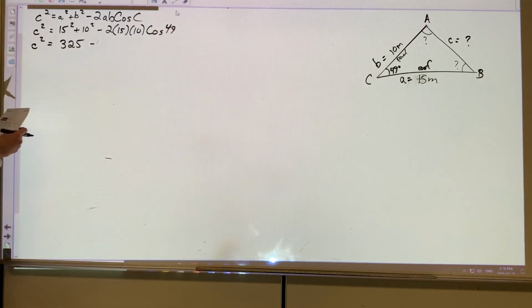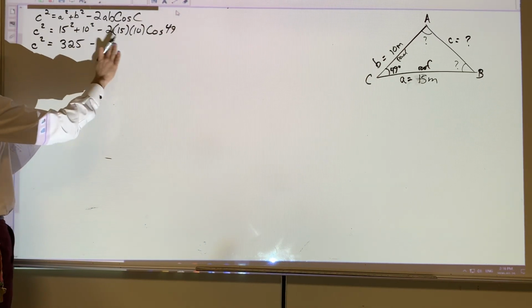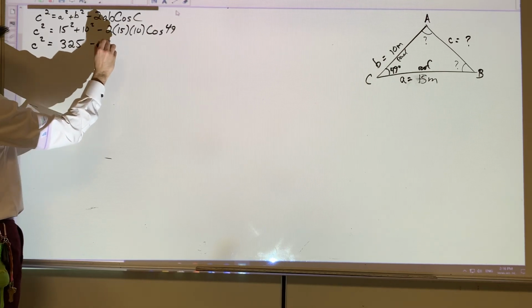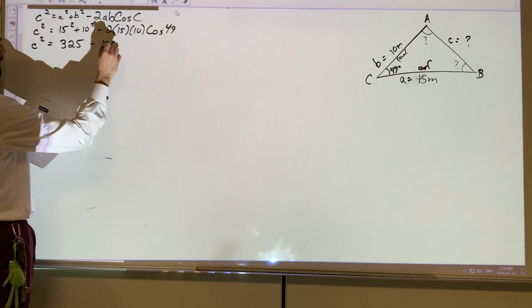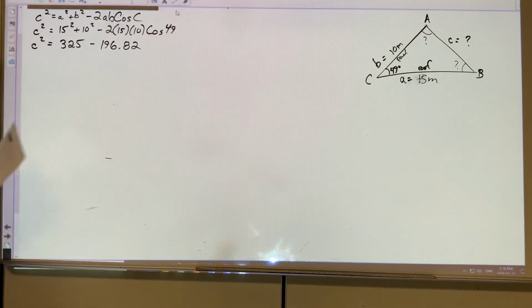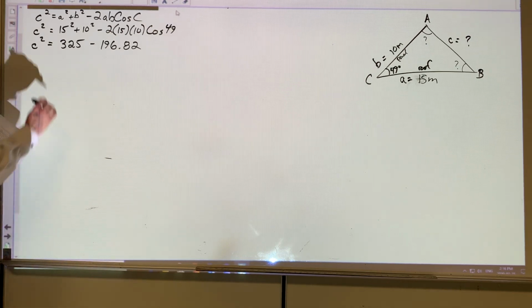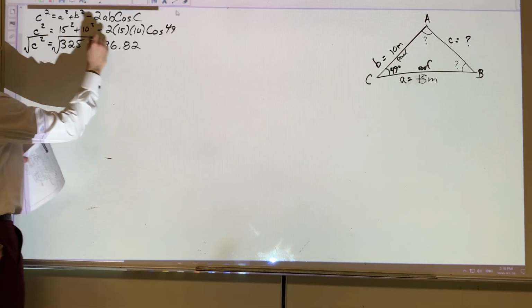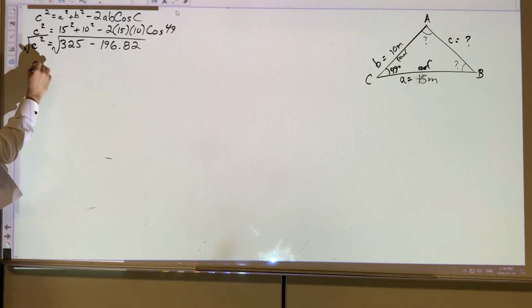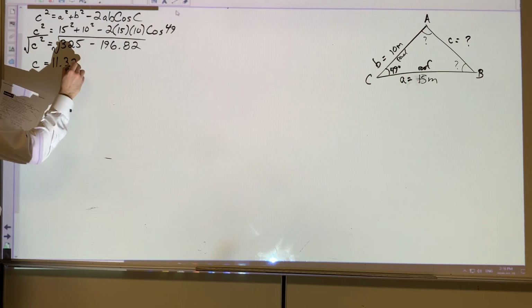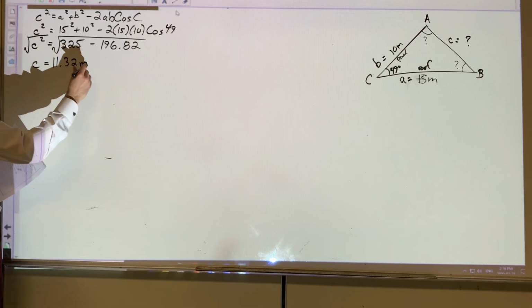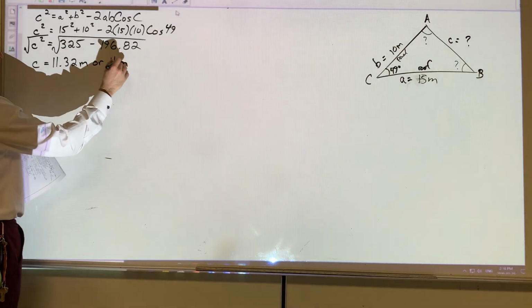Anybody? 197 rounded. Okay, yeah, and I don't think it says anything about rounding. I'm just going to keep a couple decimals until I get to my final answer. But you're right, you would round to 197. Okay, and now you are basically going to square root both sides. So you're going to get c equals, and now I got 11.32. And I think our units were meters. Or if we just round, I guess we would say 11 meters.